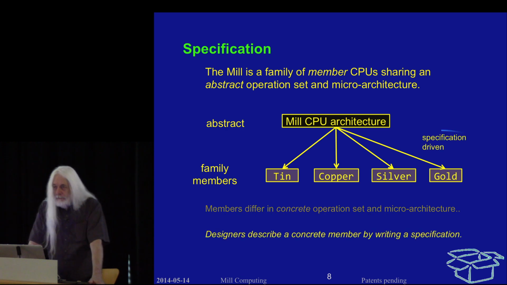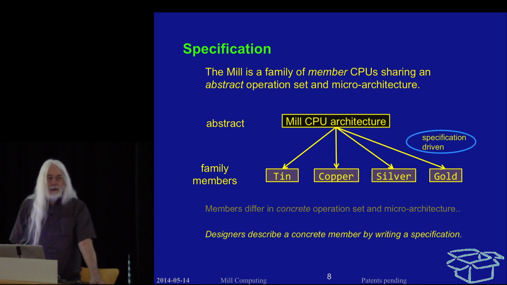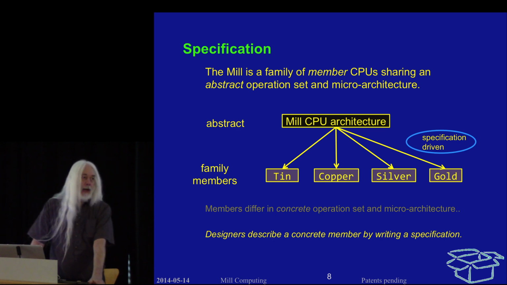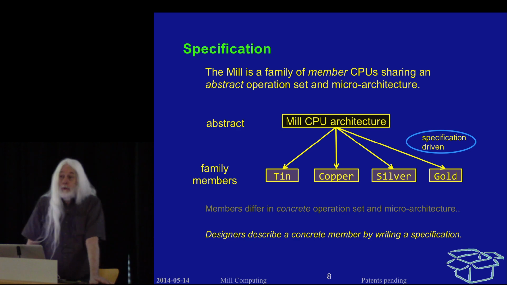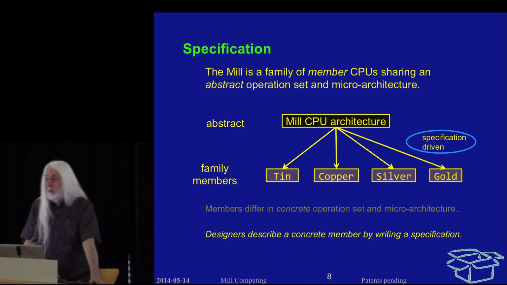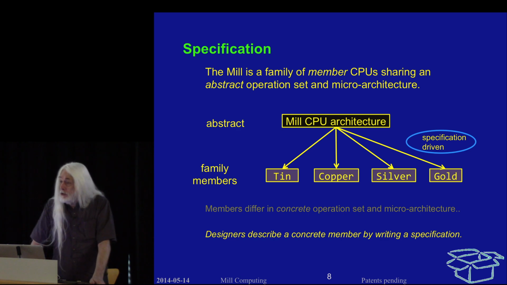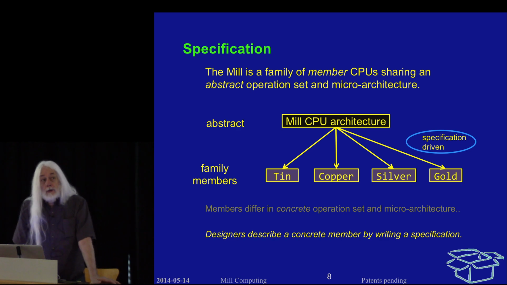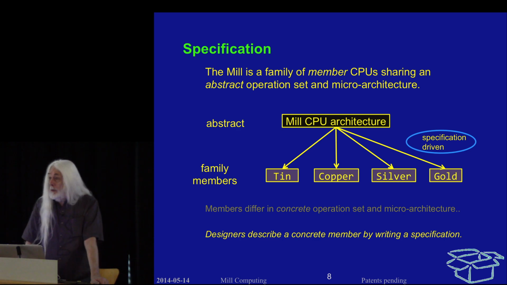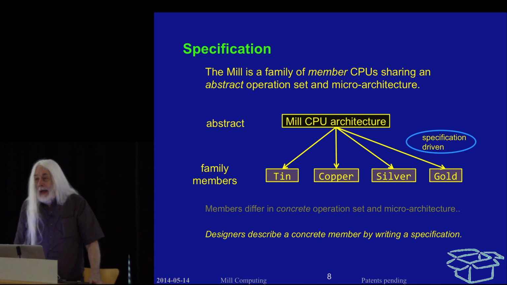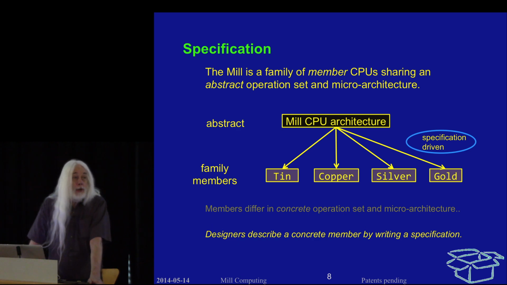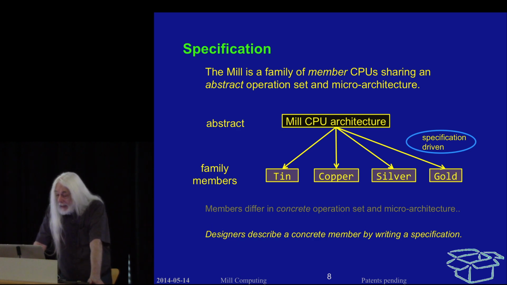The members differ in concrete operation set. Tin, for example, has no floating point in it at all. It just does not have these units, and there are customers who don't care about floating point. There's a lot of embedded stuff that is happy doing nothing but integer. And so there's no point that they should have to pay to have a floating point unit on a chip they're not going to use. So they differ, both in the operation set and in the microarchitecture.